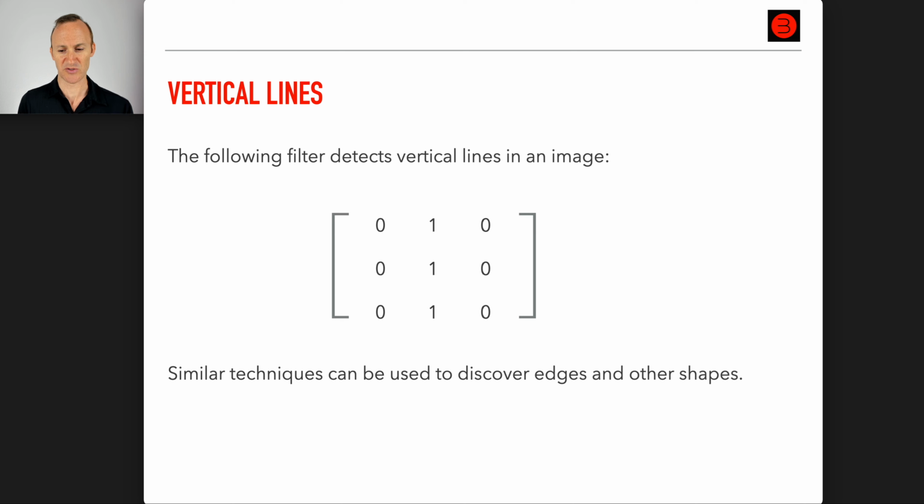Similar techniques can be used to discover edges and other shapes. Now, you don't have to be concerned with the technicalities here. I'm just trying to give you an idea of how the transformations, the convolutions actually work. The machine learning model will actually randomly search and try to find the optimal convolutions for you.